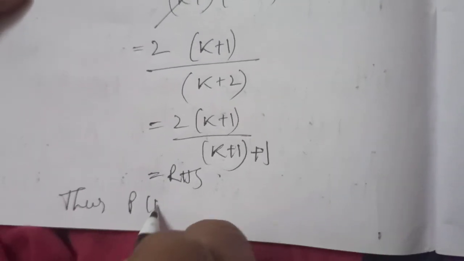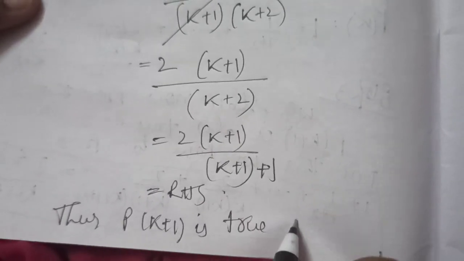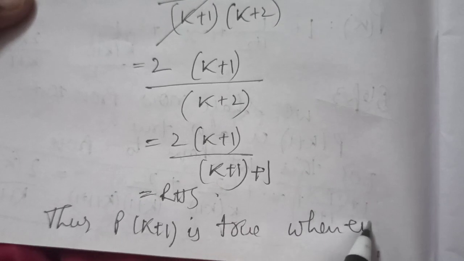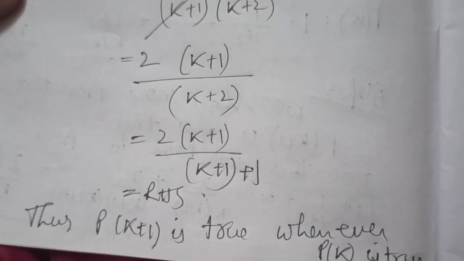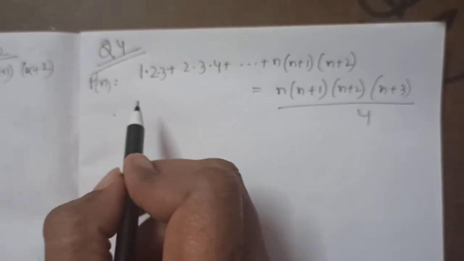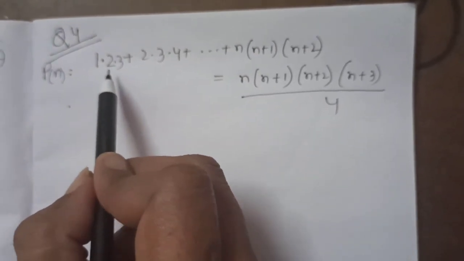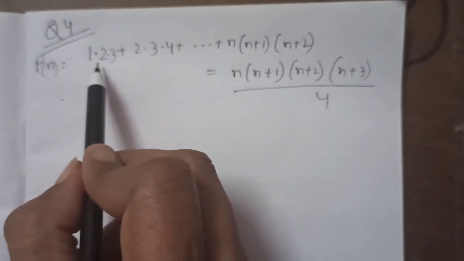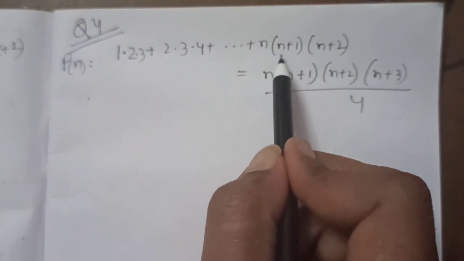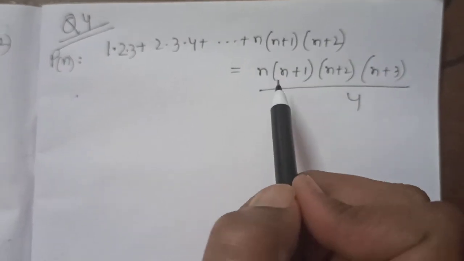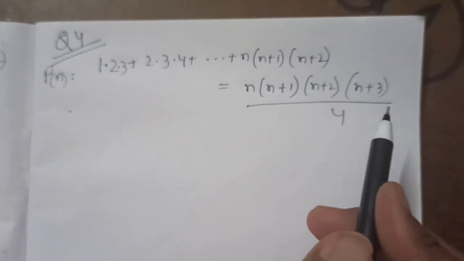Thus, P of k plus 1 is true whenever P of k is true. This is the given statement, P of n, whatever the question, that only we are taking as the given statement: 1 into 2 into 3 plus 2 into 3 into 4 plus, continuing in this way, n into n plus 1 into n plus 2, which is equal to n into n plus 1 into n plus 2 into n plus 3 by 4.